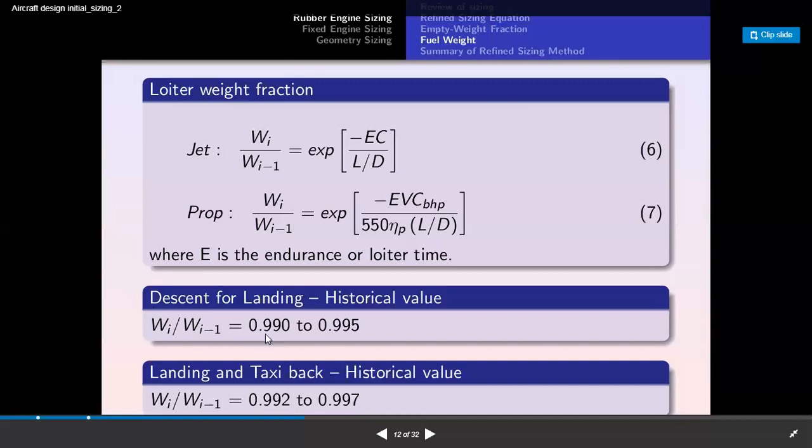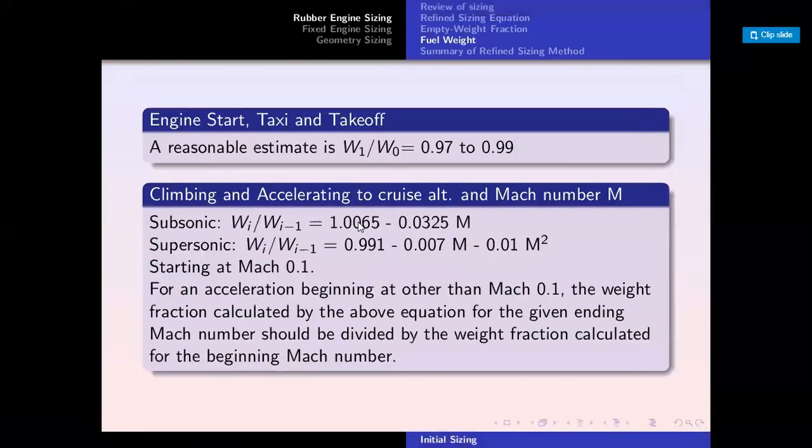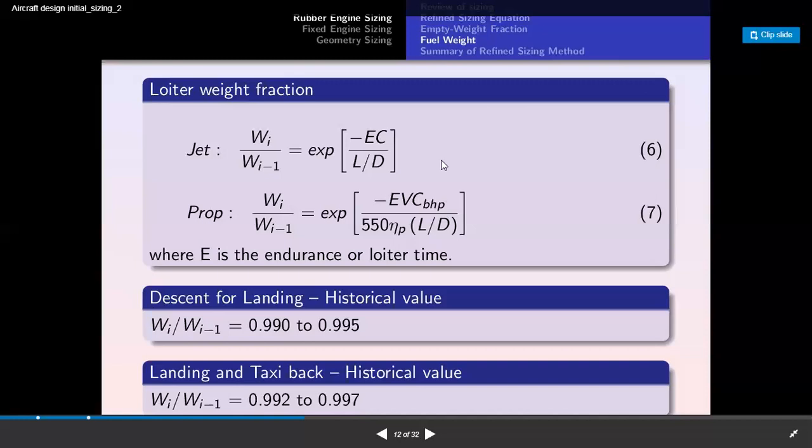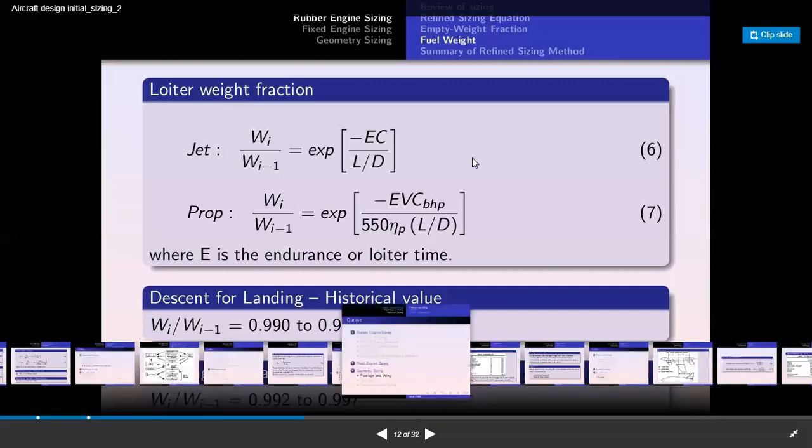Descent for landing, the historical value, we know, is 0.990 to 0.995. For takeoff, it is around 0.97 to 0.99, mainly for estimation. So for landing, it is taken as 0.990 to 0.995. Any aircraft we are going to design, these values during takeoff and landing should be taken into consideration. Clear? And for landing and taxi back, the historical value of Wi by Wi minus 1 is 0.992 to 0.997.